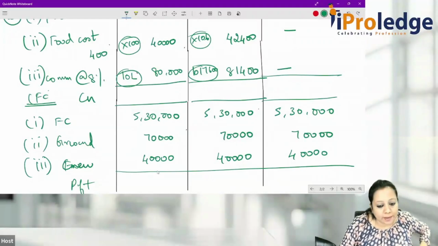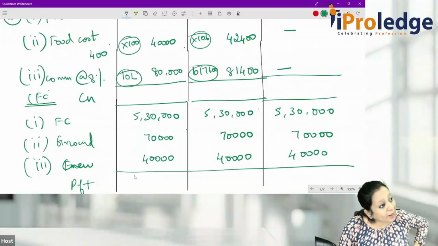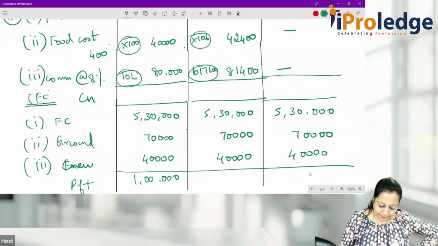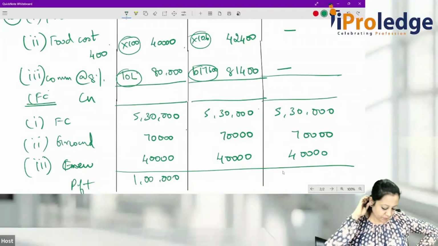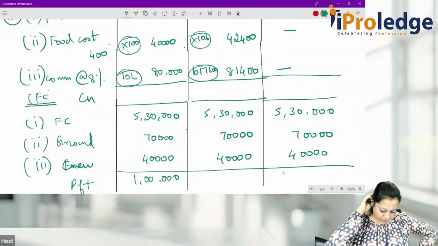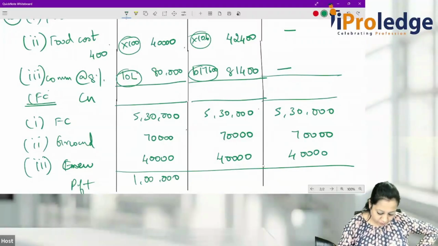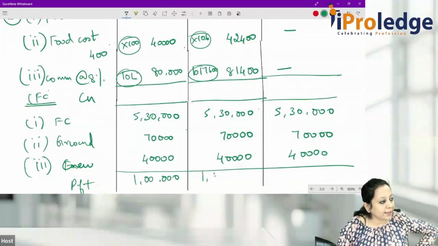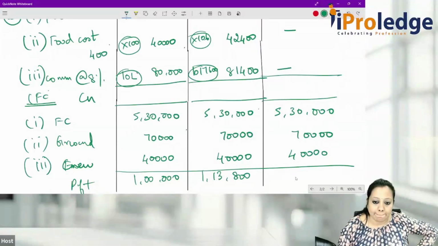1 lakh. Sorry, ma'am? 1 lakh. Okay. 1 lakh 13,800. Okay. 1 lakh. Okay.